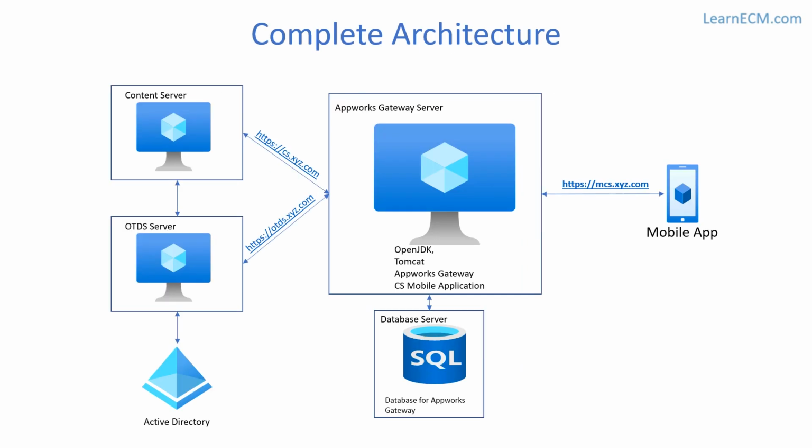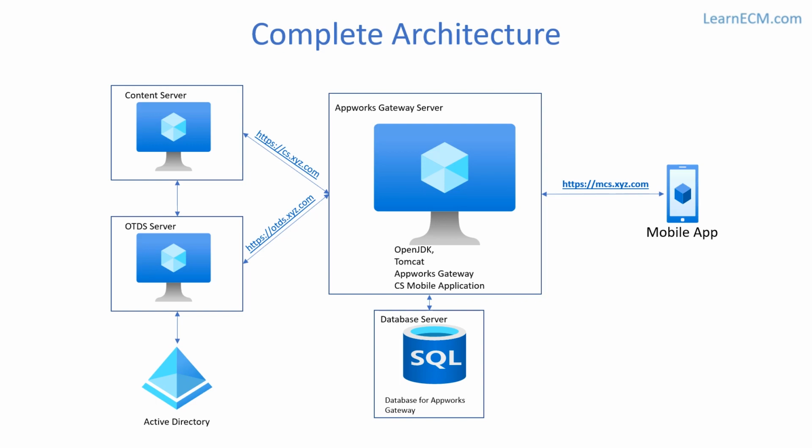Now let's look at the overall architecture for this implementation. We have seen the different components. Now let's see how they fit together. We have the AppWorks gateway server in the middle. Users will connect from their mobile application to this AppWorks gateway server. We have one example here, with an example URL mentioned: https://mcs.xyz.com. Let's say this is the server URL through which we can access our AppWorks gateway. This URL will be configured in the mobile app, and through the app users will connect to our AppWorks gateway server, which will host the CS mobile application.